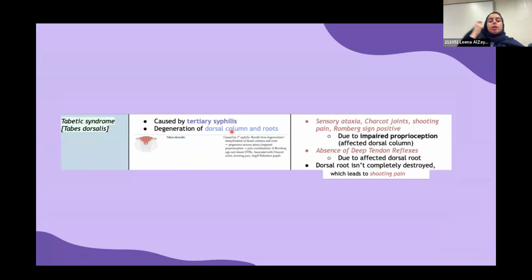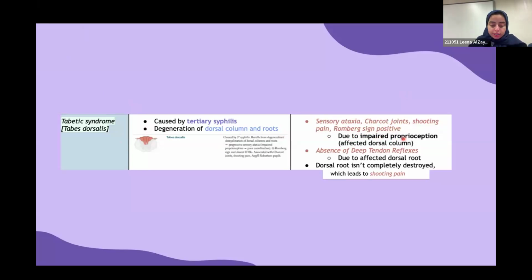Then you have tabetic syndrome or tabes dorsalis. And from the word tabes dorsalis, you can assume that it's going to affect the dorsal column and roots, but it's caused by tertiary syphilis. So a lot of it's going to be involved with being sexually active and not using protection. So what comes with it is that you have sensory ataxia, you have Charcot's joints, shooting pain, and Romberg sign is positive due to impairment of proprioception.